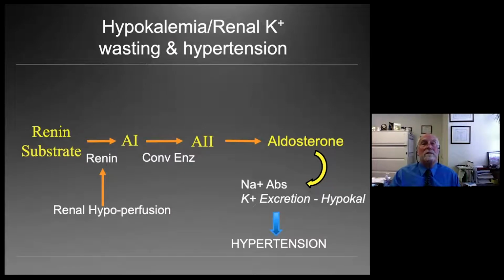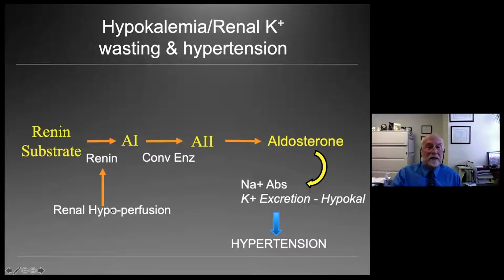So if we see a patient with hypokalemia, now remember this patient had hyperkalemia. Hypokalemia and renal potassium losses and hypertension, we're looking at things that activate the renin-angiotensin system. So by way of review, renin substrate with the enzyme renin is converted to angiotensin 1. Converting enzyme, this is where our ACE inhibitors work, prevent conversion to angiotensin 2. Angiotensin 2 stimulates aldo, whose effects on the kidneys are to promote sodium absorption, thus the hypertension, but potassium excretion. So this is important for thinking about the choices that we're given.